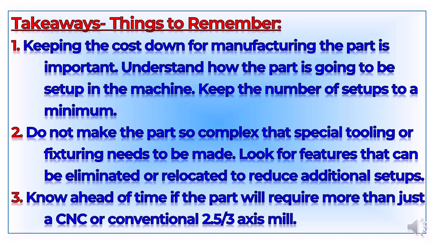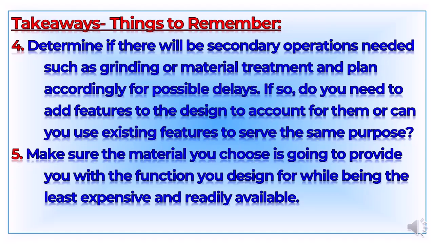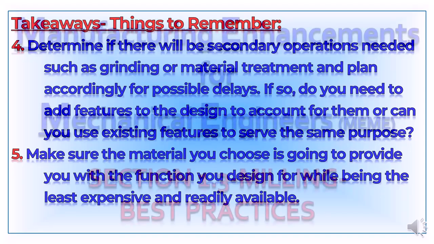3. Know ahead of time if the part will require more than just a CNC or conventional 2.5-3 axis mill. 4. Determine if there will be secondary operations needed, such as grinding or material treatment, and plan accordingly for possible delays. If so, do you need to add features to the design to account for them, or can you use existing features to serve the same purpose? And 5. Make sure the material you choose is going to provide you with the function you designed for while being the least expensive and readily available.